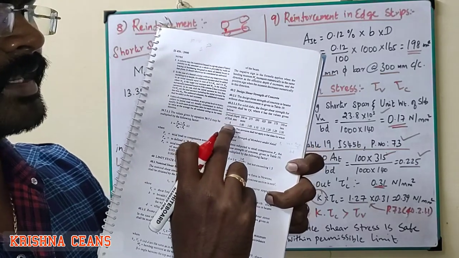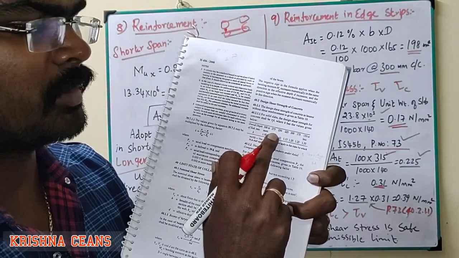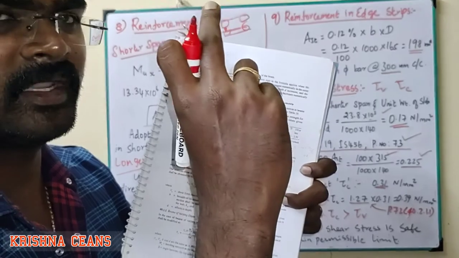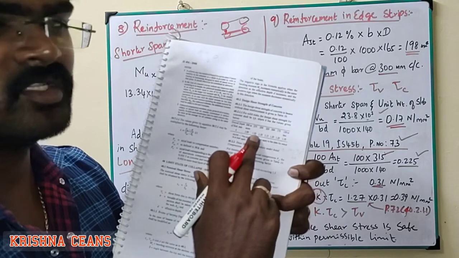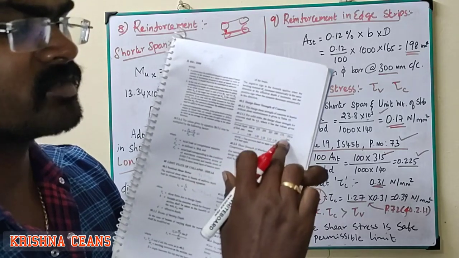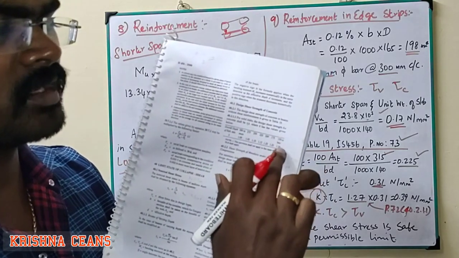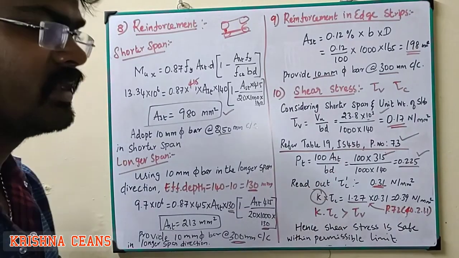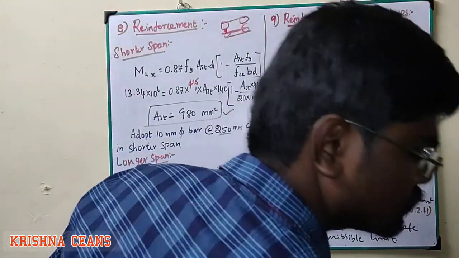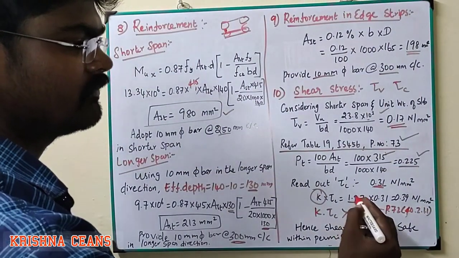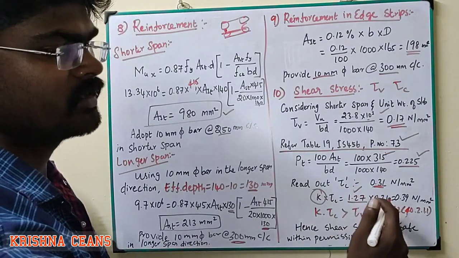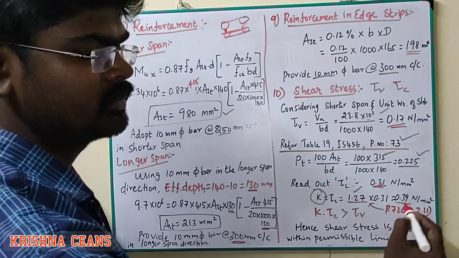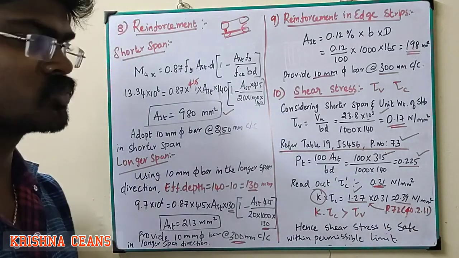Overall depth D and K: if we are applying 300 overall depth, the K value is 1; for 275, K is 1.05; for 175, it is 1.25; and for 150 or less, it is 1.3. Here we interpolated and find the value of 1.27. So 1.27 into 0.31 is equal to 0.39 Newton per mm square.